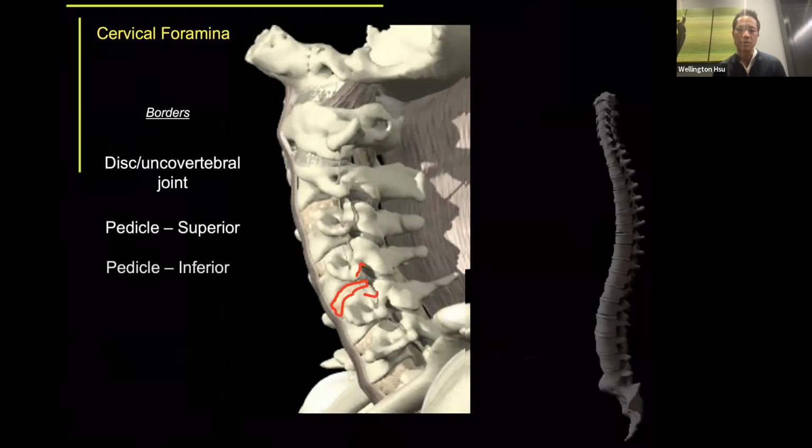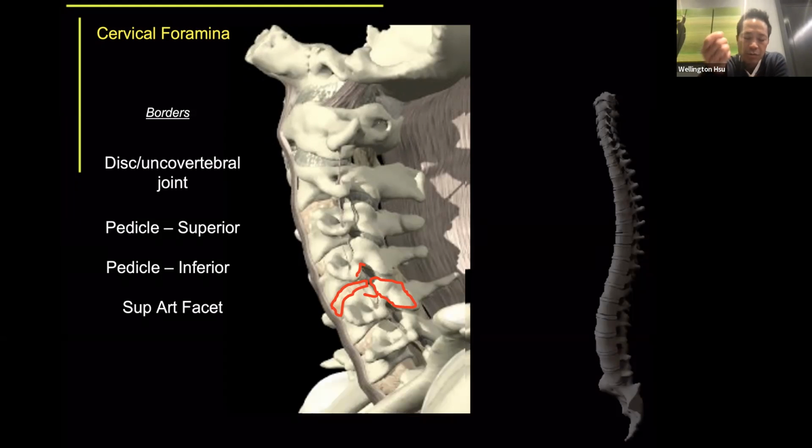So it's important to review the borders of the cervical foramen. Clearly the disc is anterior, because if you have a disc herniation, it'll go right into the foramen. And then we've got a superior and inferior pedicle that are the superior and inferior borders. So a C6-7 disc will have a border at C6 and then C7. And then finally, the superior articular facet posteriorly is the posterior border. So you cannot do a foraminotomy without removing the superior articular facet.